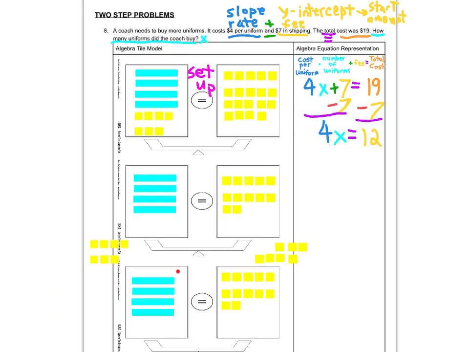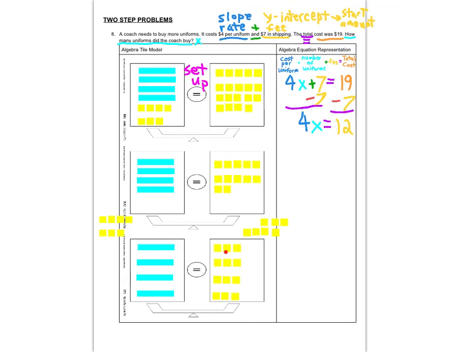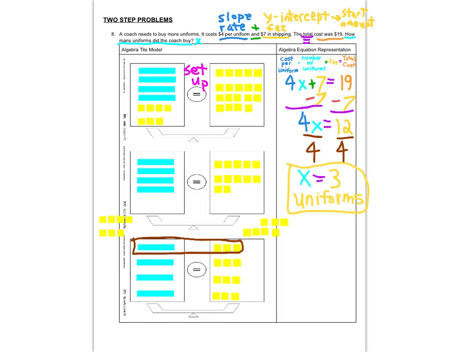And like we did with the one step when we had 3x or 2x, here we have 4x. So we're going to divide this into how many groups? 4 groups. Let's reorganize now, and each group has algebraic. All we did was divide both sides by 4 to give us x equals 3. Again, label your answers. 3 what? 3 uniform. Note, we don't label our equation, we only label answers.